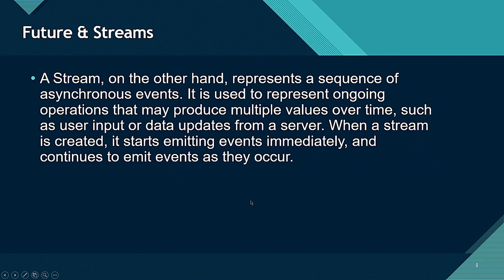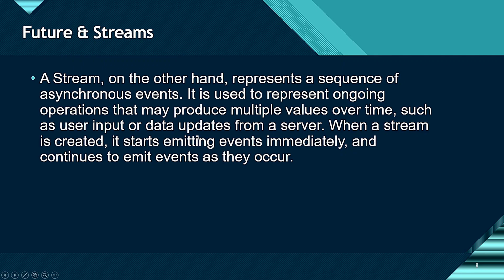All right, so on the other hand, besides future, we have streams. Streams represent a sequence of asynchronous events. So just take it as an example. When making a network request, you might use a future to represent the result of the request, as we discussed. But on the other hand, you use streams to represent ongoing updates on the request as the request progresses.